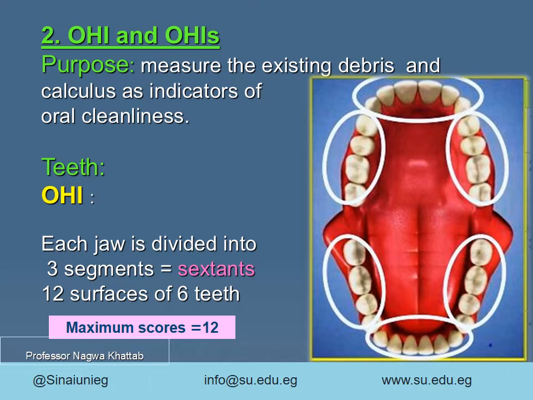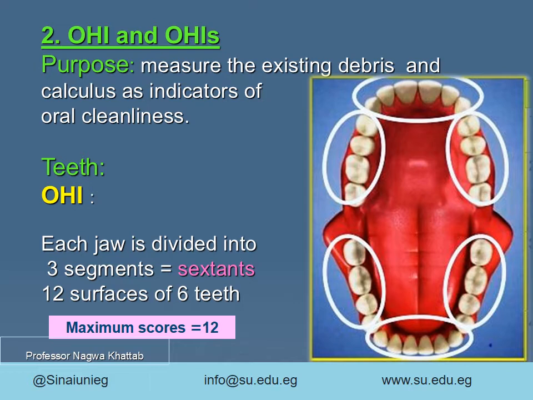What does the word sextant mean? I divide the oral cavity into 6 areas, 3 for the upper and 3 for the lower. In the upper, we have an anterior area from canine to canine, and right posterior from 4 to 7, and the other the same. I examine all the teeth from the buccal and lingual surfaces, but only the worst in each sextant is recorded. Therefore, I have 12 tooth surfaces for 6 teeth recorded only.